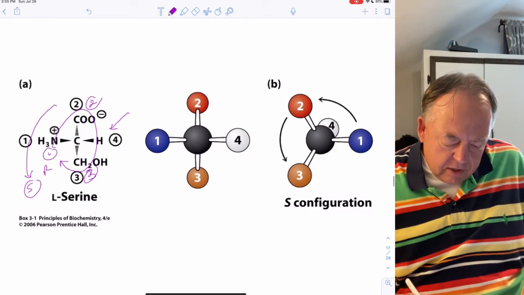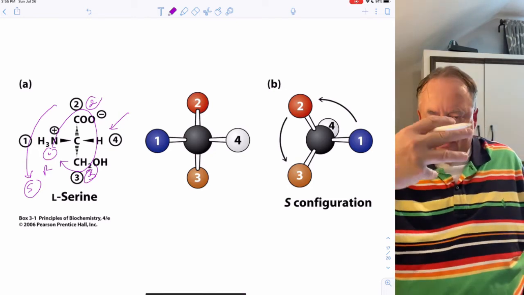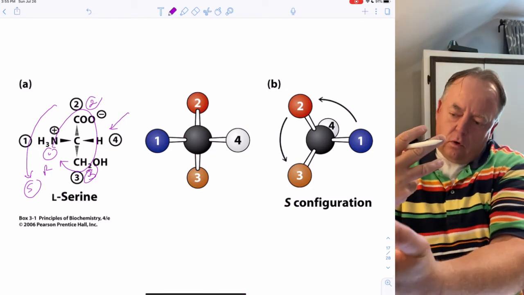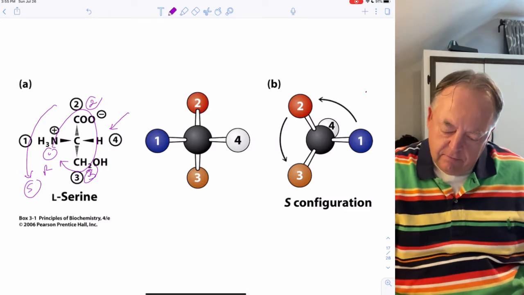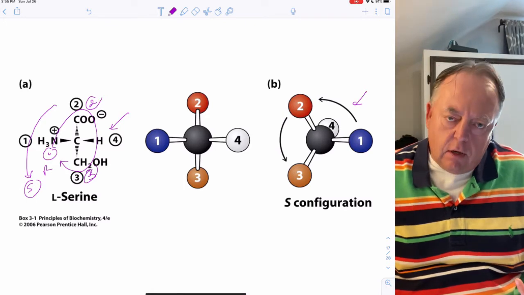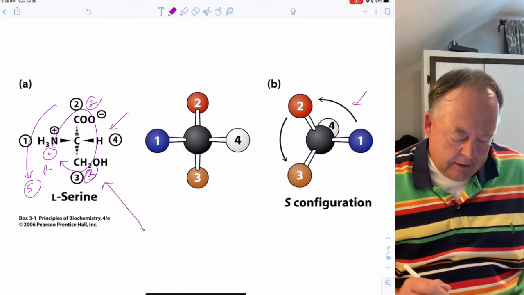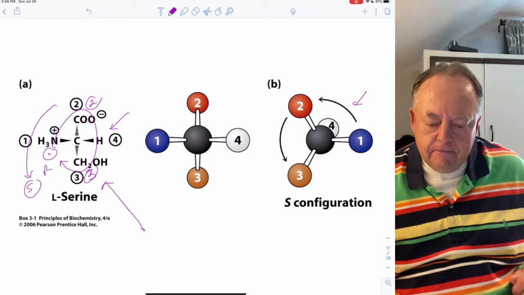Or the way that sometimes it's taught, if you hold the molecule in your hand such that 4 is pointing away from you, then you just draw your arrow from 1 to 2 to 3. If it's counterclockwise, it's S. If it's clockwise, it's R. But it's not necessary to do that. You can just assign R and S from a Fischer projection, right?